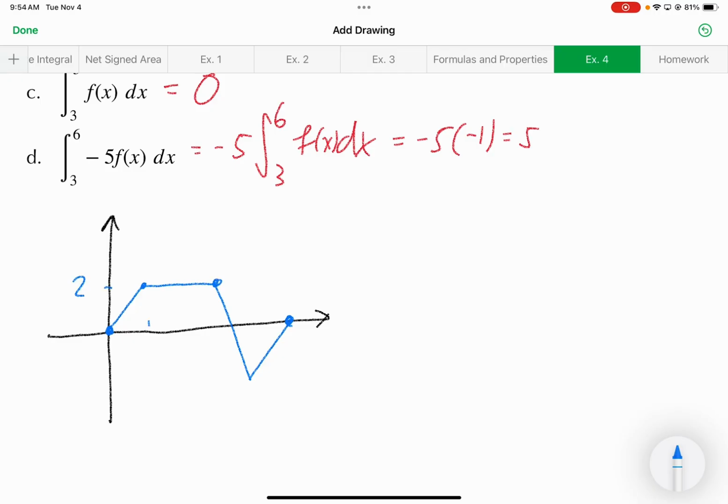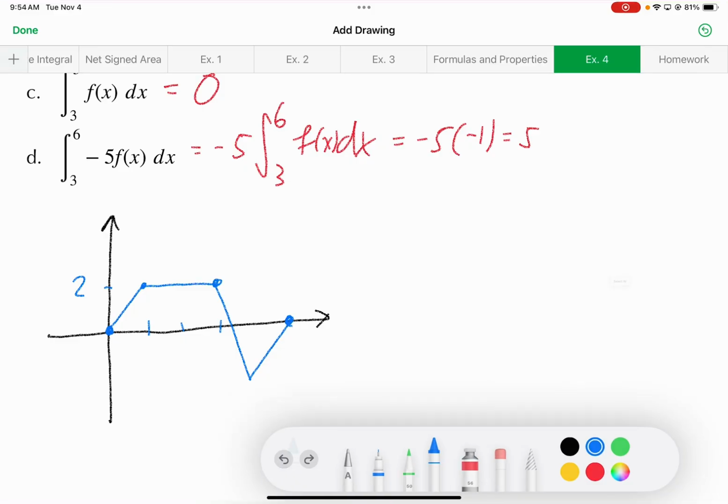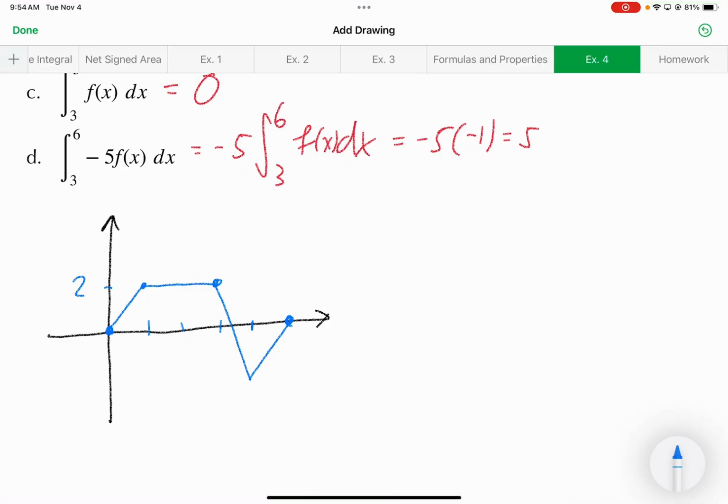Two. Actually, no, we're going to put a tick mark here, and then also here, and then there. That's what we'll do. And then we'll say this is negative 3. So 1, 2, 3, 4, 5. All right, there's our function.